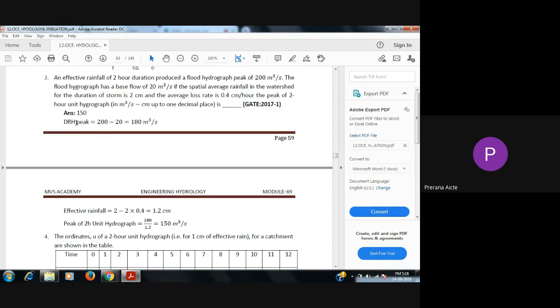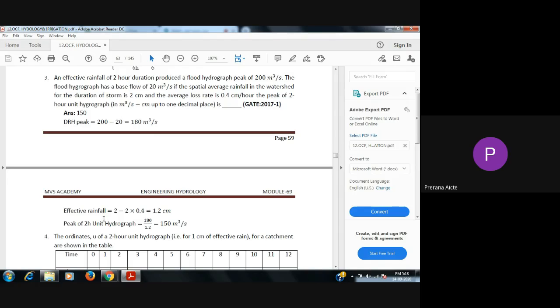See, simple: direct runoff hydrograph peak. How much actually? This is a total hydrograph. If you separate direct from base flow, 20 meters per second, that will give direct runoff of 180 meters per second. So whenever they say effective rainfall, it means direct runoff hydrograph, no doubt. 1 centimeter rainfall refers to unit hydrograph. So 180 meters per second.